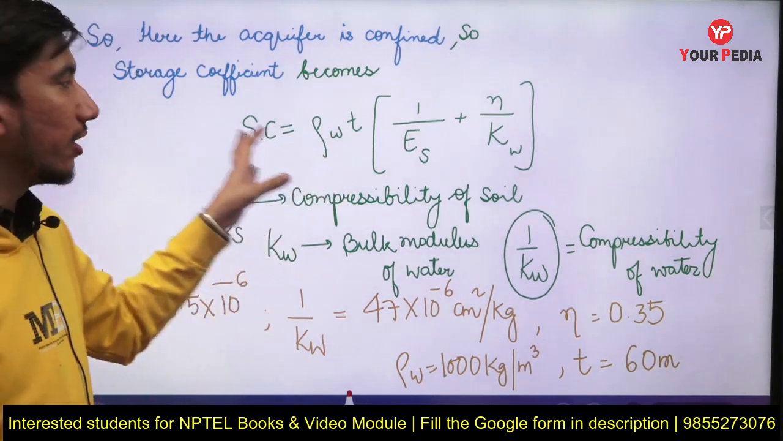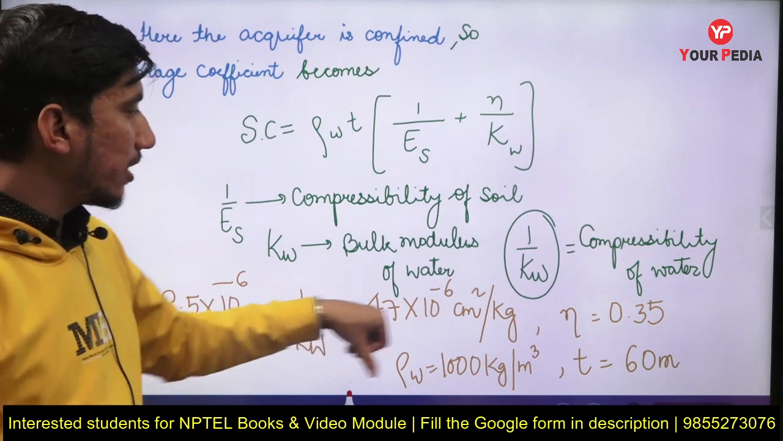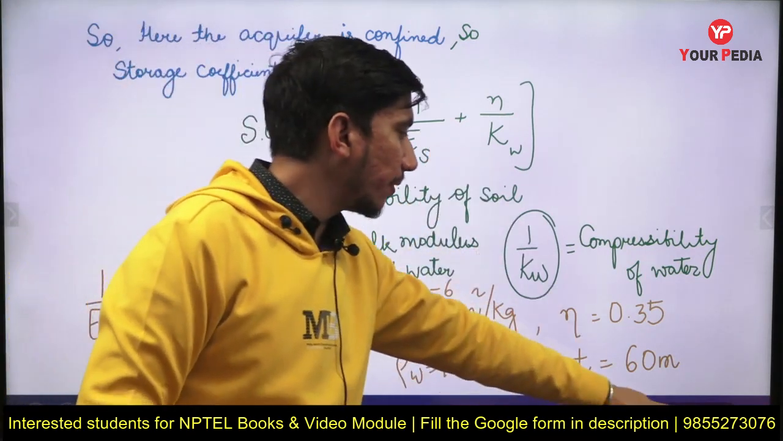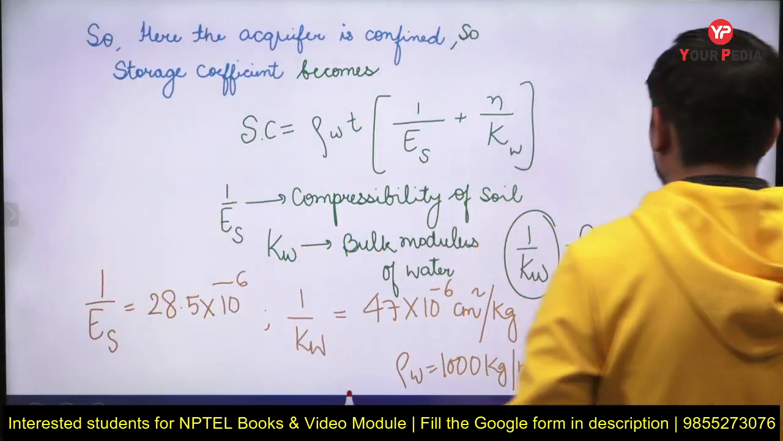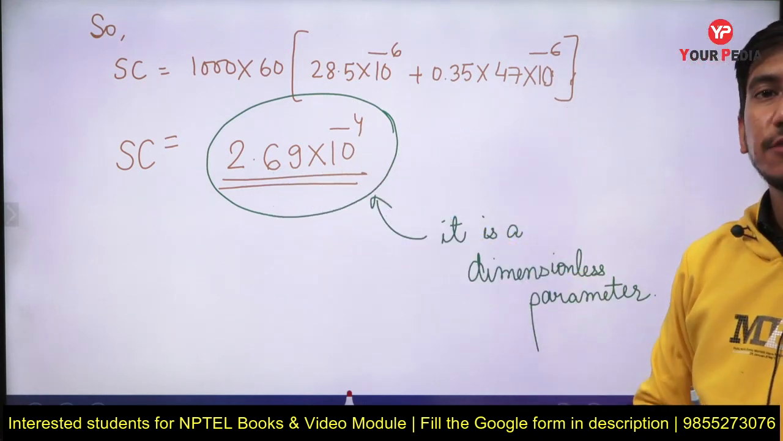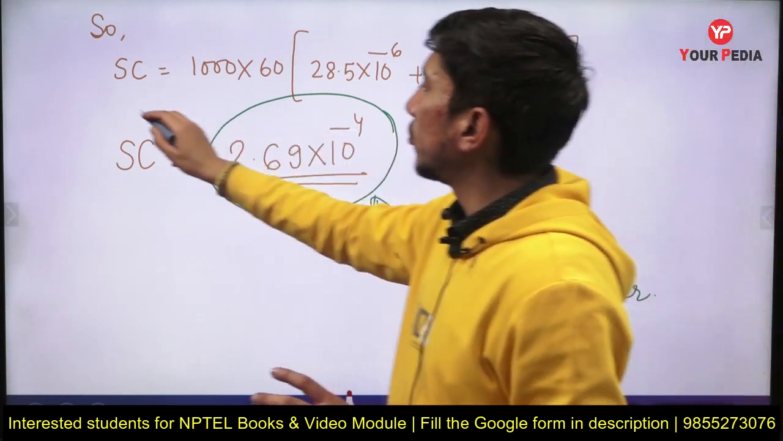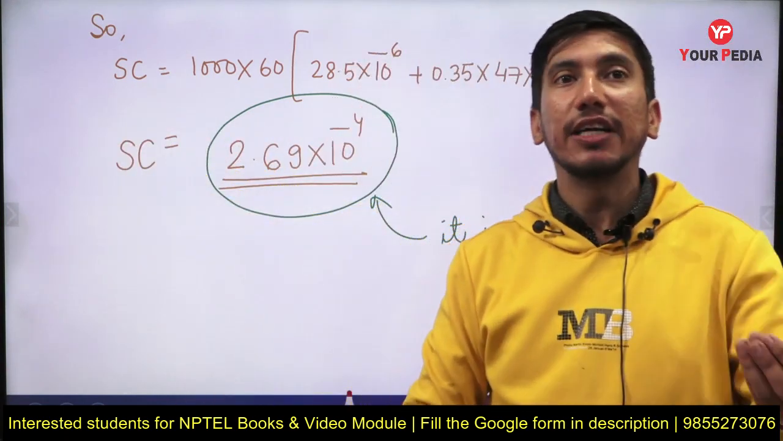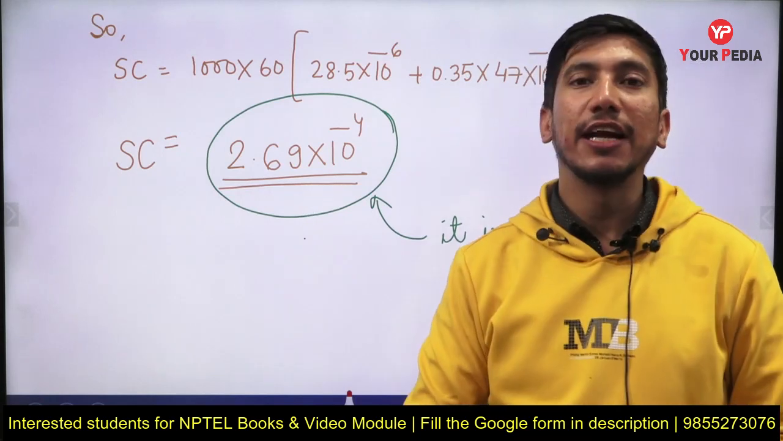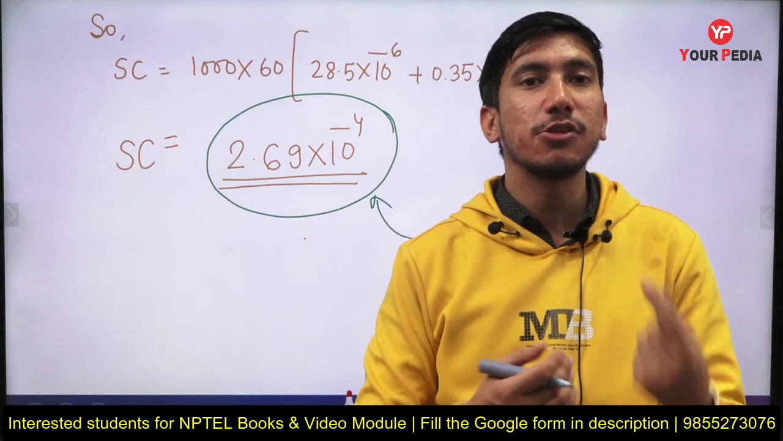Substituting all the values in this particular formula, all these values I substituted into this particular equation, and the result is 2.69 into 10 raised to power minus 4. It's a dimensionless parameter, so no units, and this will be the storage coefficient or storativity of this particular aquifer. So this is the answer of my part 1, where I have to find the storage coefficient.